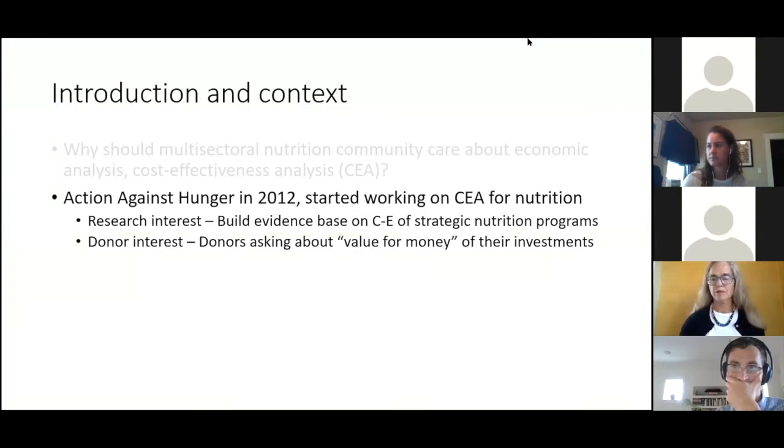The first was a research interest. They wanted to contribute to building the evidence base on cost effectiveness of some of their strategic nutrition programs. And there was also a donor interest. Their major donors had begun asking them about the value for money of their investments, and they weren't sure how to answer those questions.